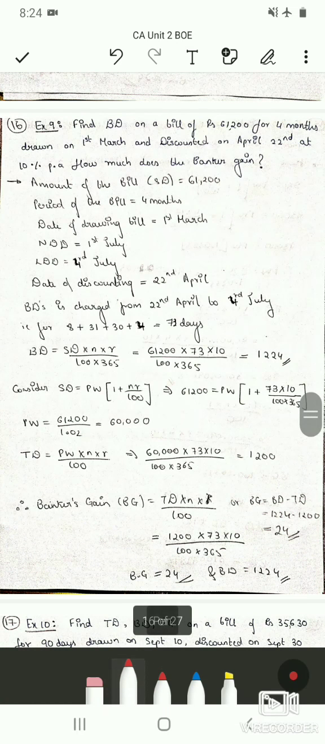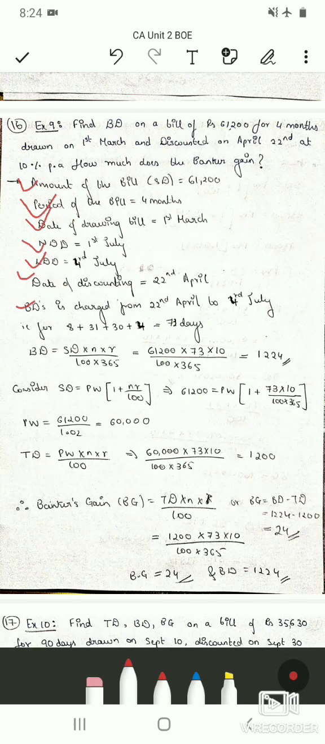So amount of the bill is given, which is 61,200. Period is for 4 months. Date of drawing bill is on 1st March. Therefore nominal due date will be on 1st July. Legal date will be on 4th July. Date of discounting is also given, it is on April 22nd.